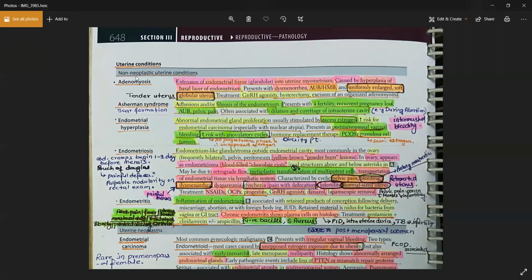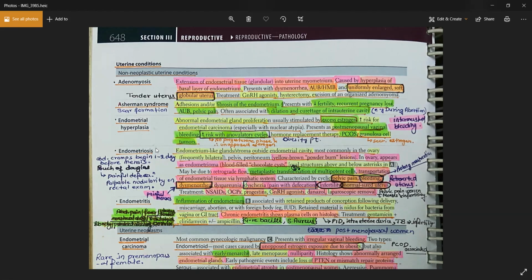Similar to that condition, you also have endometriosis. In endometriosis, endometrial glands or endometrial tissue are found in other locations. It could be anywhere in your body, maybe in the intestines, the urinary bladder, the ovary, the fallopian tube, or the vagina. So endometrium-like glands or stroma that are found outside the endometrial cavity, you will call endometriosis.